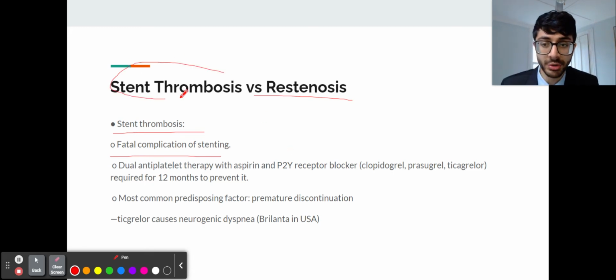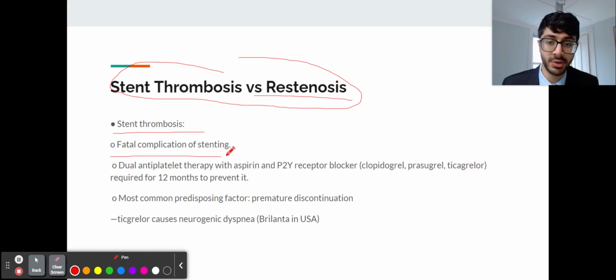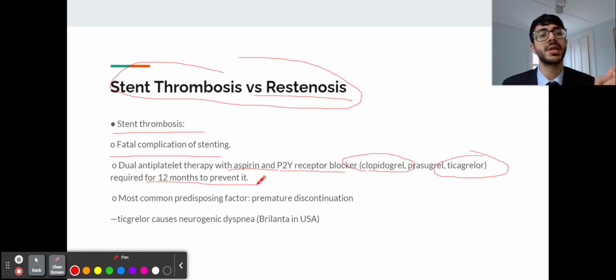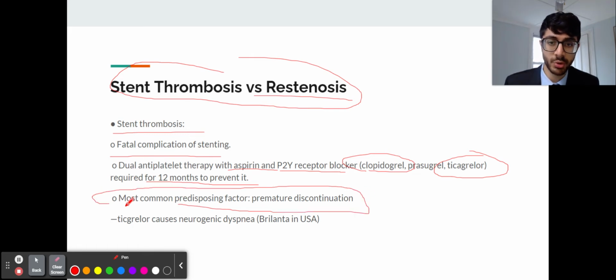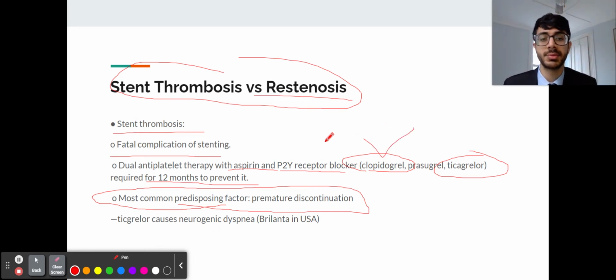To prevent both of these, we give dual antiplatelet therapy. So we give aspirin and a P2Y12 inhibitor, which is usually clopidogrel or ticagrelor, and we give it for 12 months. So after a stent, they should be on this for 12 months. And the most common predisposing factor for stent thrombosis or restenosis is premature discontinuation. The patient goes to the pharmacy. The pharmacy fills clopidogrel, doesn't give him aspirin, or fills aspirin, doesn't give him the other one, and the patient just takes that and gets stent thrombosis. How these present is with another MI, on top of the history of previous MI. So if it's very sudden, it's thrombosis, and if it's late, it's restenosis.